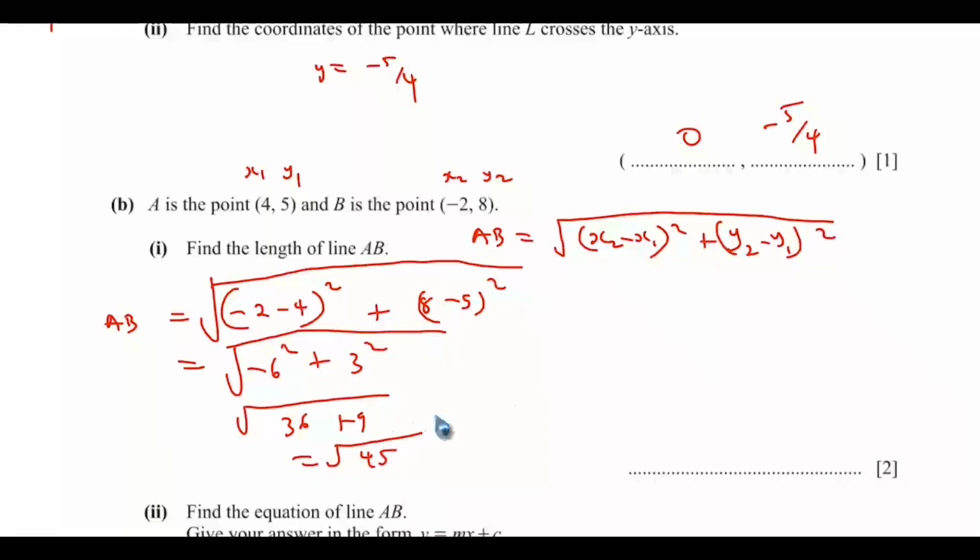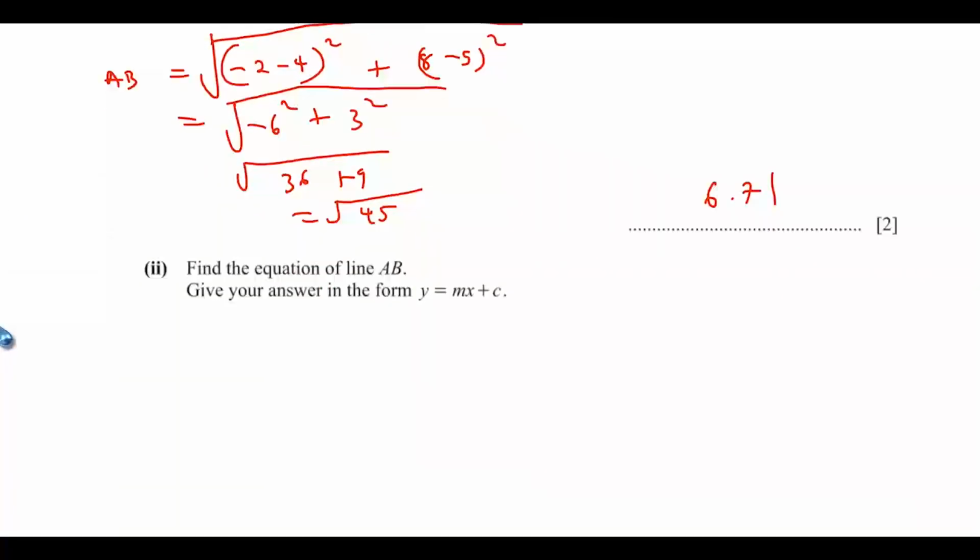And if you input this into your calculator, you should get 6.71 to 3 significant figures. Okay, so Roman figure 2, find the equation of the line AB. Give your answer in the form y equals mx plus c.